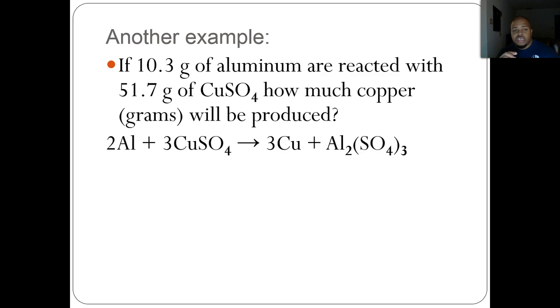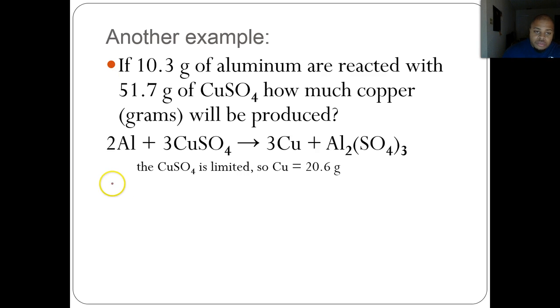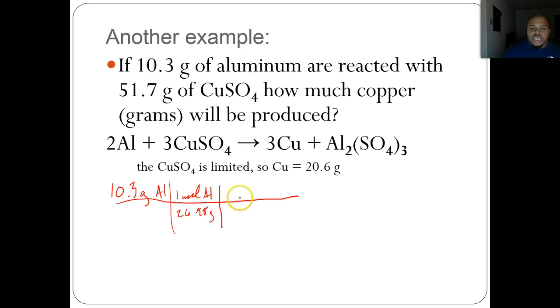Balanced equation. Starting us off, 2 moles of aluminum, 3 moles of copper sulfate, producing this. Sorry, let's get taking a look at what we have. Making our 2 tables. 10.3 grams aluminum, 1 mole aluminum has a mass of 26.98 grams. Mole ratio, 2 moles of aluminum, and we're focused on copper sulfate, which according to the equation, 3 moles.